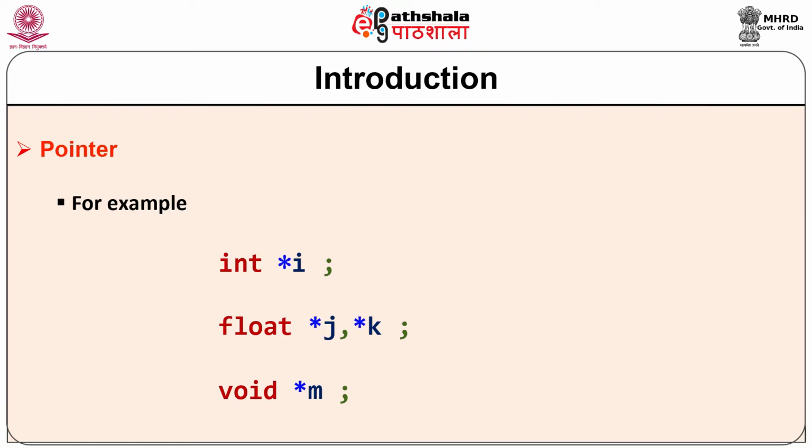The first pointer is an integer pointer, declared as int *i. After that, there are 2 pointers defined as float, pointer j and pointer k. void *m is a pointer without a specific data type. So in this slide, you can see there are 4 different pointers: pointer i, pointer j, pointer k, and pointer m. Pointer i is integer, pointers j and k are float, and pointer m has no specific type.